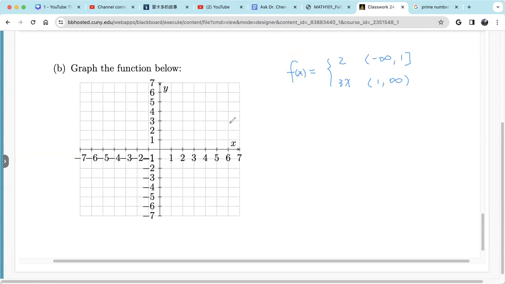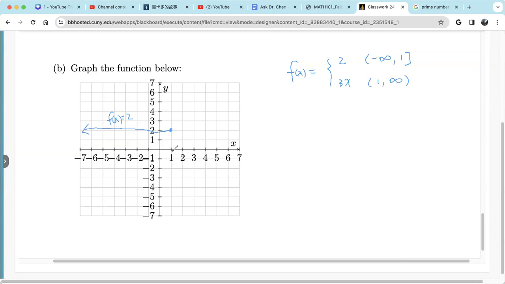So let's graph the first one. Let's look for the number 1. 1 is here. And the function value is 2. And 1 is in the domain. So we draw a solid dot. Then we draw a line heading towards negative infinity. Okay. So this piece would be f of x equals 2 in the interval from negative infinity up to 1.